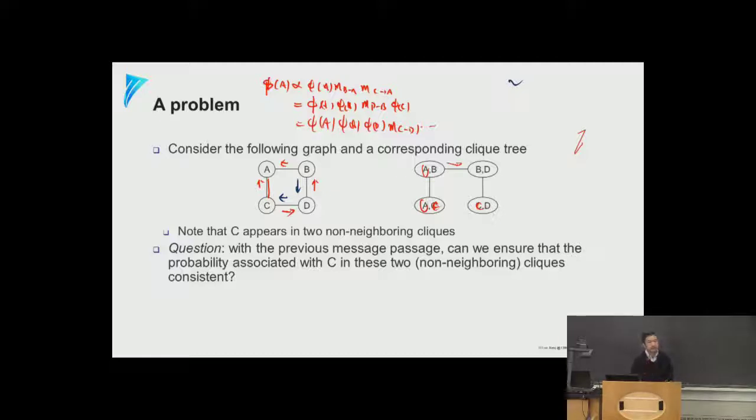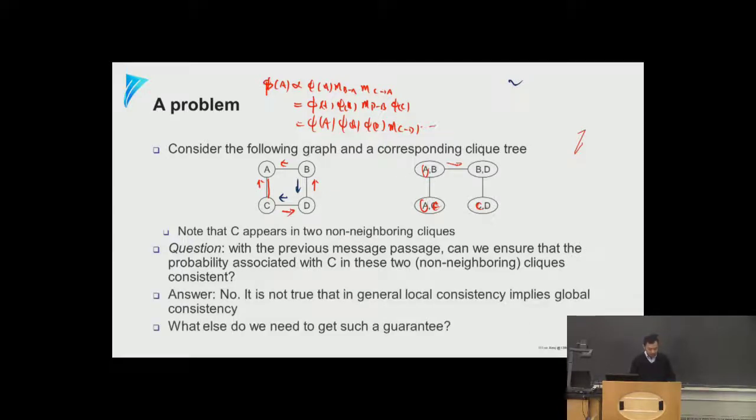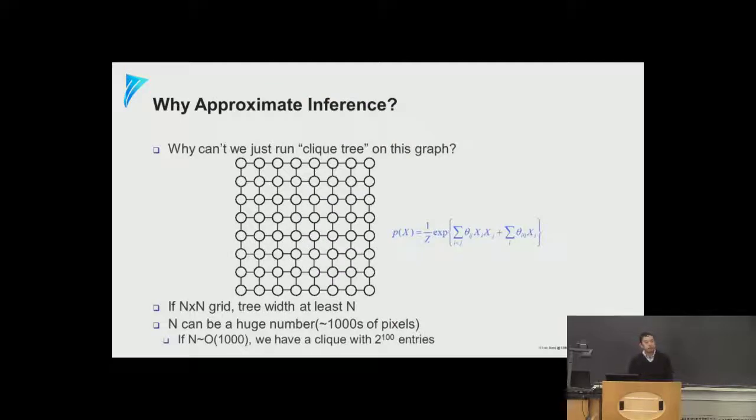Okay, so that's just some high-level stories to tell you that the message passing on tree algorithm is not necessarily going to give you a correct answer, and what you need to do is to turn the message passing into a tree-like algorithm. For example, how to turn this graphical model into a tree? You need to define bigger nodes, right? So what's the tree width of this?